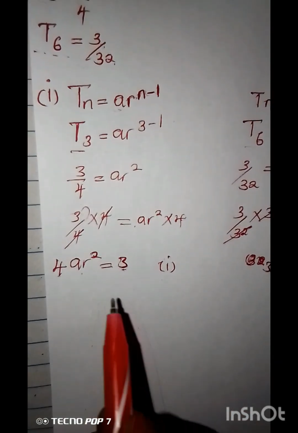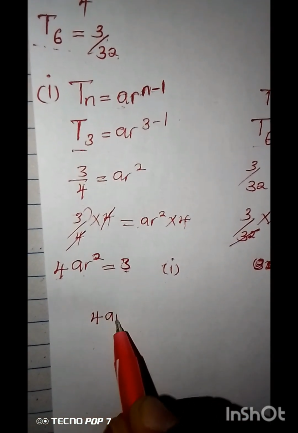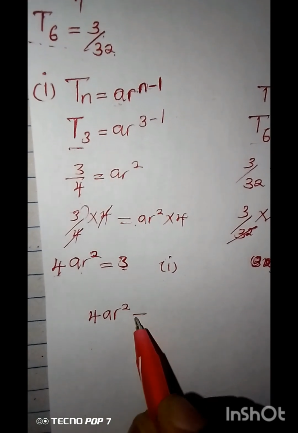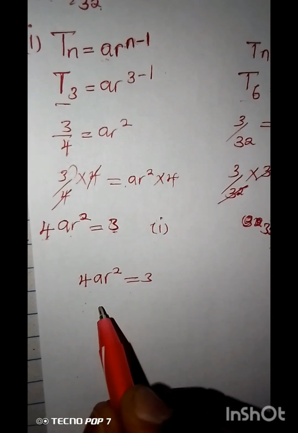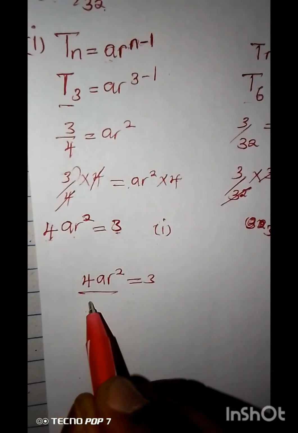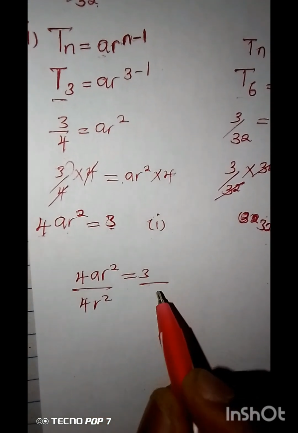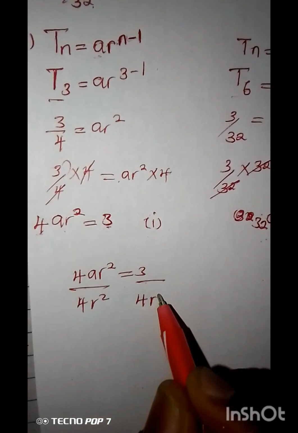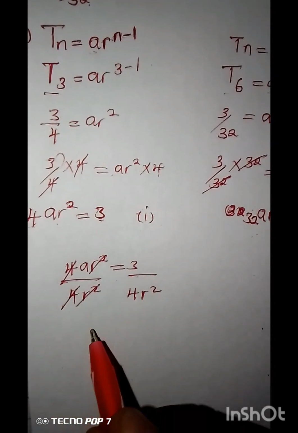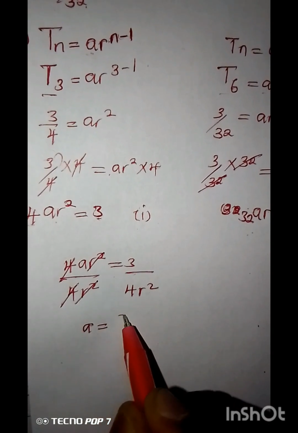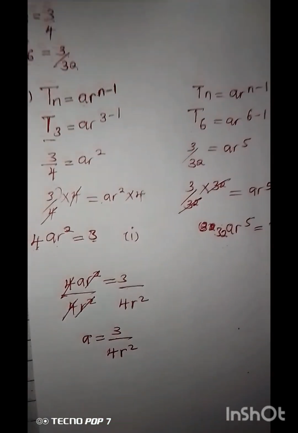Then you get the equation with the least power. You write it like this. Then you make a the subject of the formula. So here it will be like this. You divide both sides by 4r to the power 2. A is equal to 3 over 4r to the power 2.